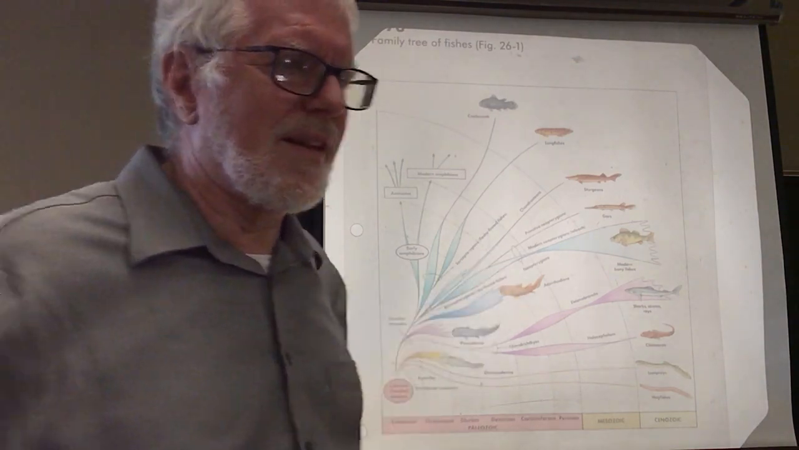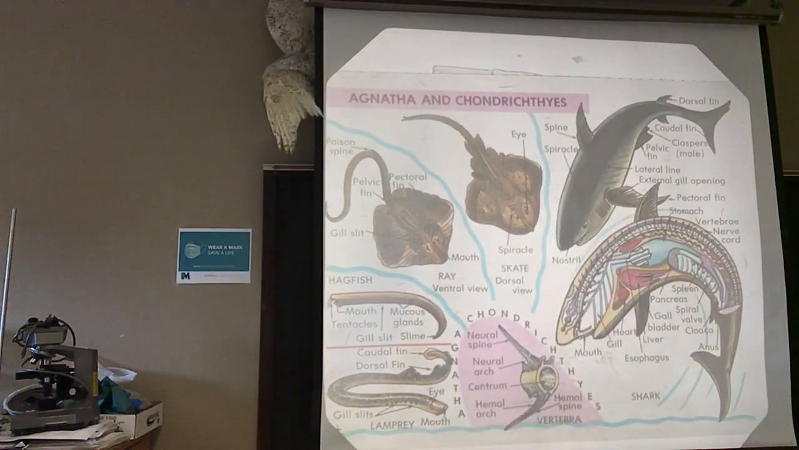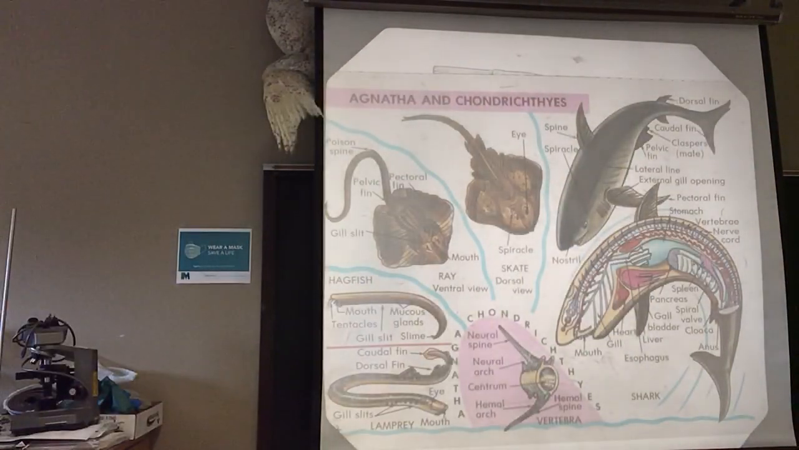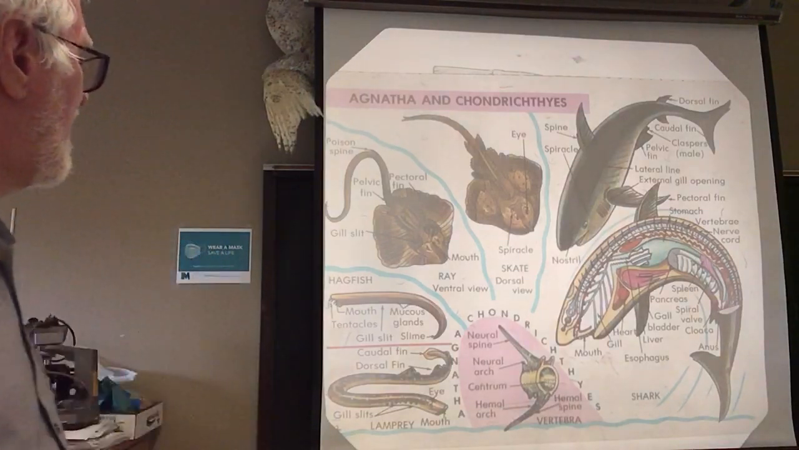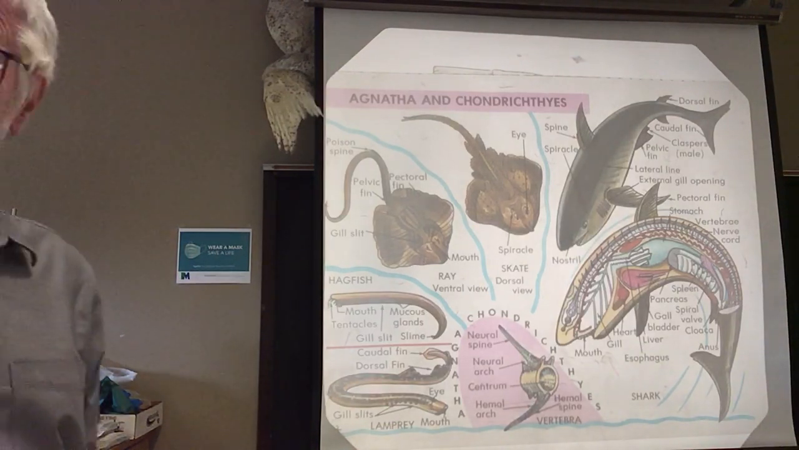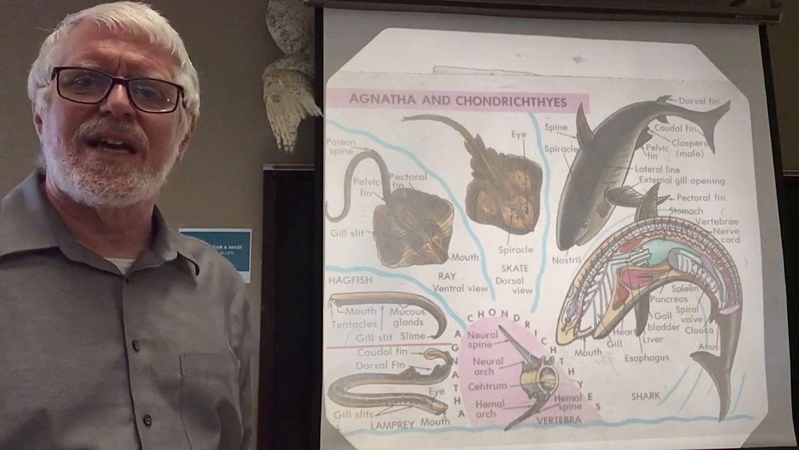So we're going to split the fish into their 3 groups. The jawless fish, Agnatha, kind of means no jaw. The hagfish, also known as slime eels, I kind of prefer that. That's a cooler name. The lampreys, also known as lamprey eels.